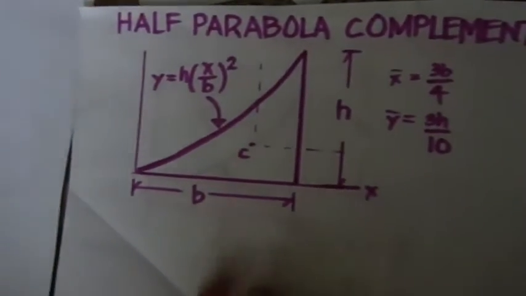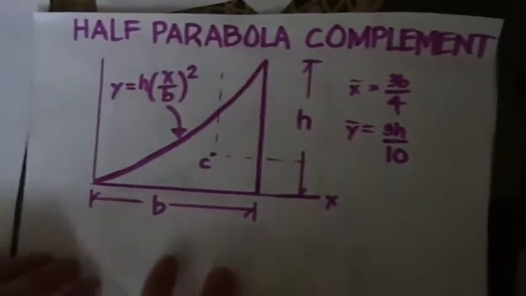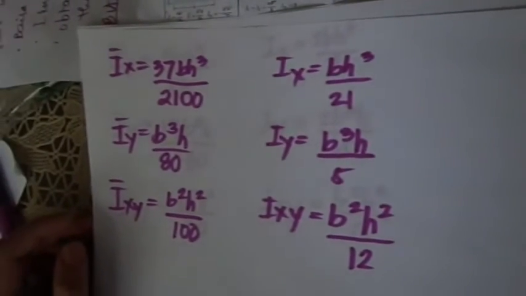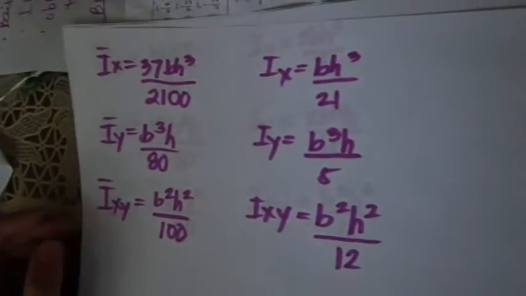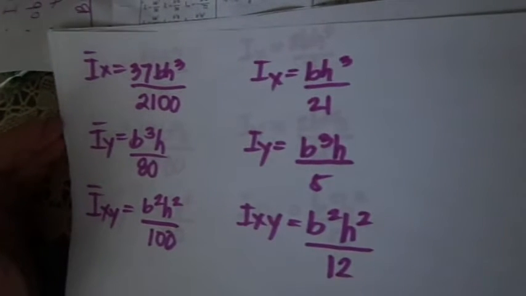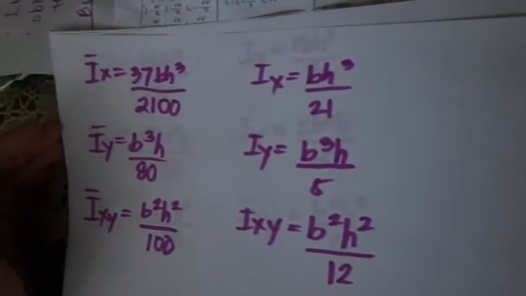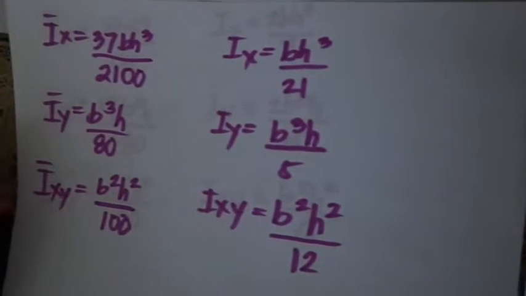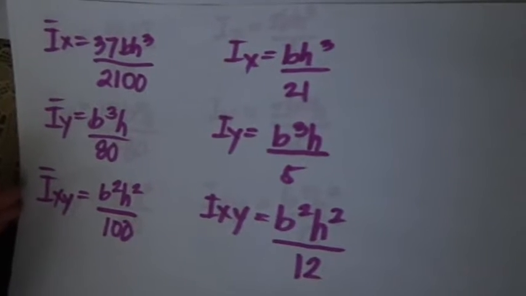Oh, you must be the Aladdin that Violet is talking about. Here's the other clue. We have here the half parabola complement. As you can see here, we have the base and the height. We have here the formulas of the moment of inertia about the axis and about the centroidal axis. Ix bar is equal to 37 bh cubed over 2100. Iy bar is equal to b cubed h over 80. Ixy bar is equal to b squared h squared over 100.